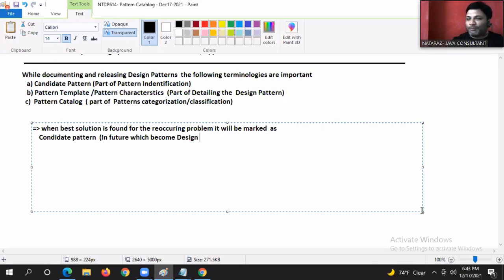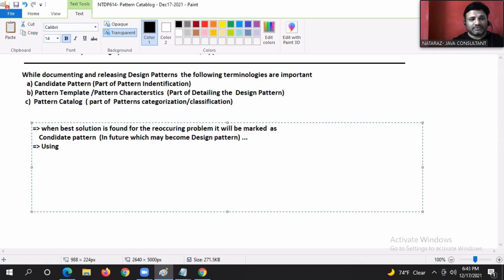In local politics, KTR, son of KCR, is a Chief Minister candidate. Understanding my statement? Okay. In future, it may become a design pattern. Right, guys? Next.